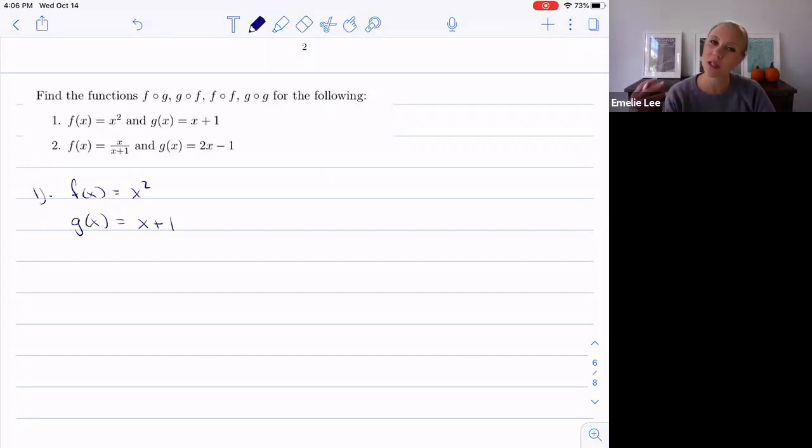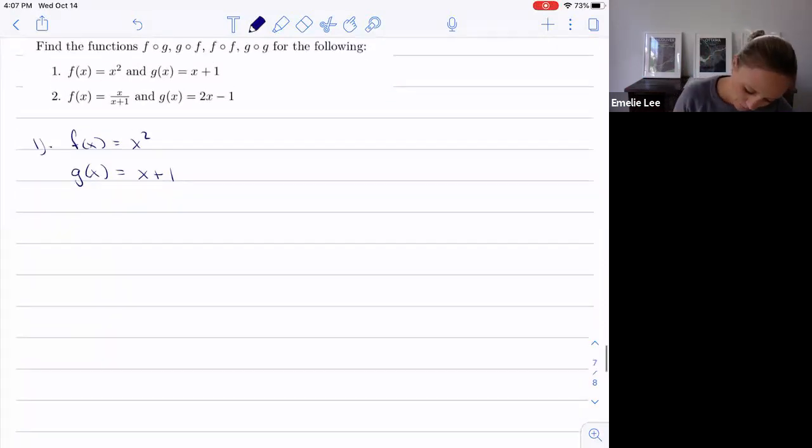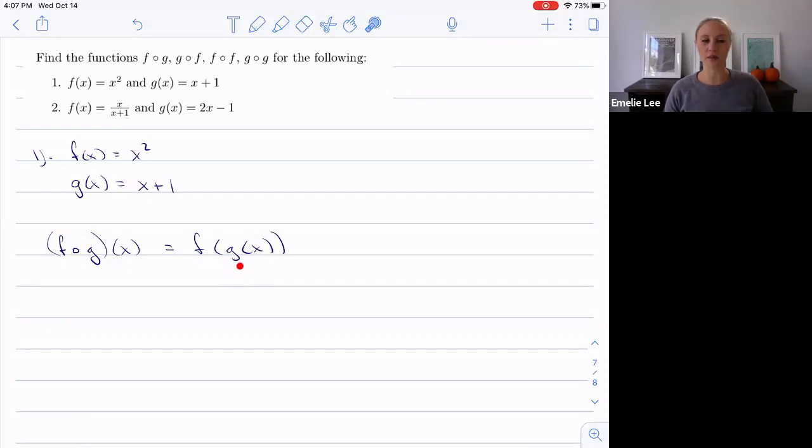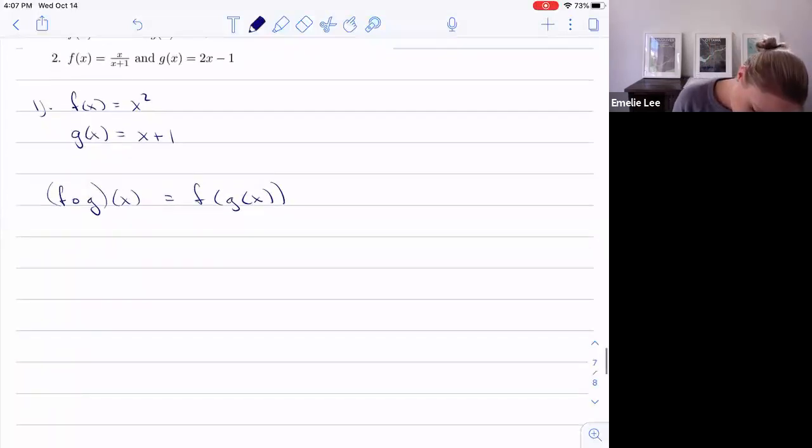Function composition, once you get the hang of it and once you've done a few of them, is not going to be that bad. But at least initially, it can be a little bit of a mind bender. If we're finding f composed with g of x, that's the same as f of g of x, if it helps you to think about it this way. For me, I want to see that in place of x, I'm going to plug in g of x. So in f of x, wherever I see an x, I'm going to replace it with x plus 1. So this becomes x plus 1 squared.